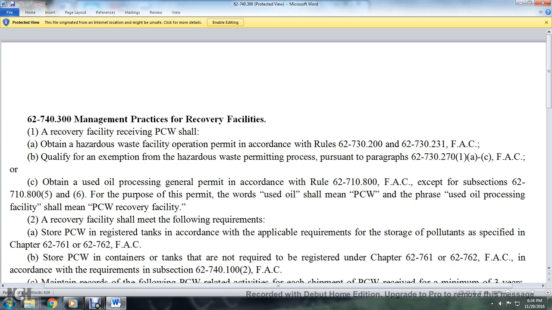The recovery facility shall meet the following requirements. Store petroleum contact water in registered tanks in accordance with the applicable storage requirements specified in Chapters 62-761 and 62-762, Florida Administrative Code. The storage of petroleum contact water in containers or tanks not required to be registered under Chapters 62-761 and 62-762 shall be in accordance with the requirements of Section 62-740.102, Florida Administrative Code.